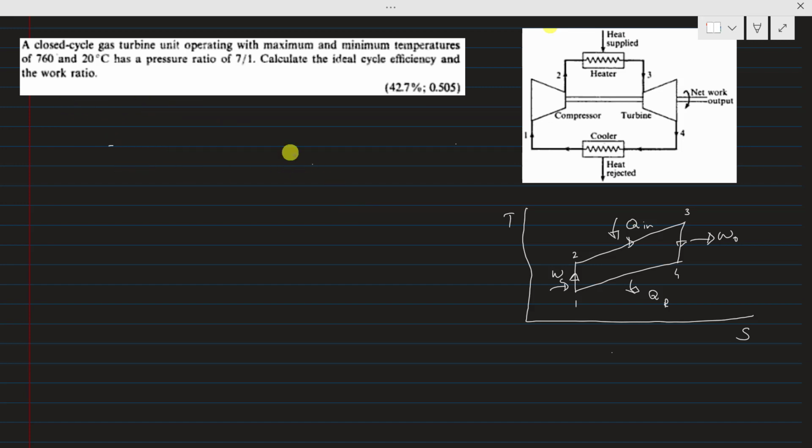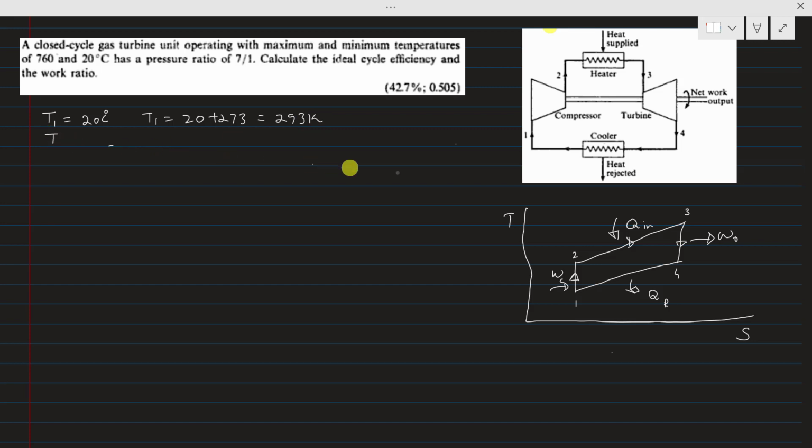So let's come to the statement of the problem. A closed cycle gas turbine unit operating with a maximum and minimum temperature. T1 is the minimum temperature, that is 20 centigrade. If you convert that into Kelvin, just add 273 to it, so it becomes 293 Kelvin.